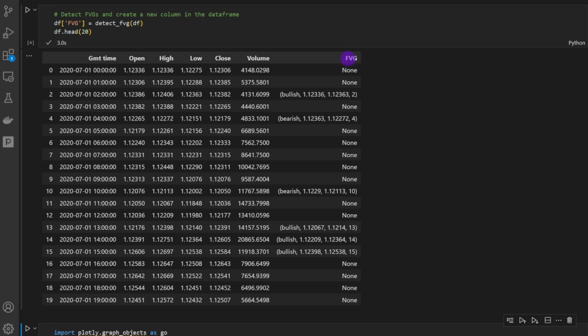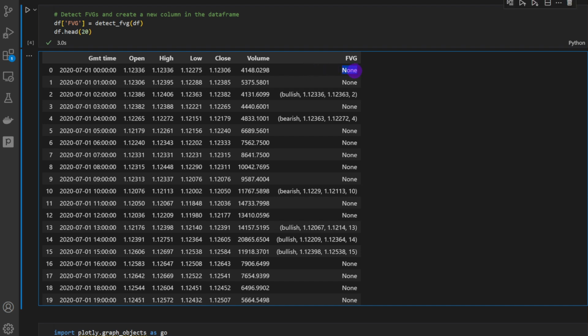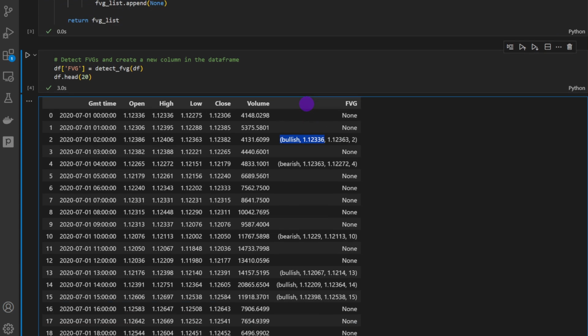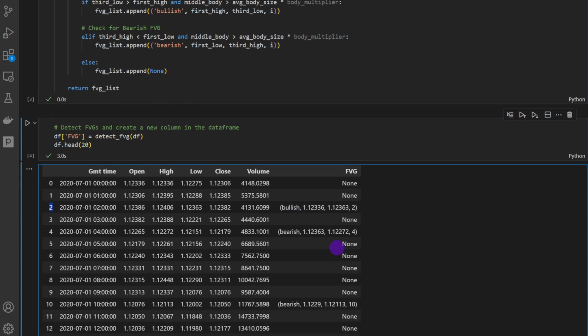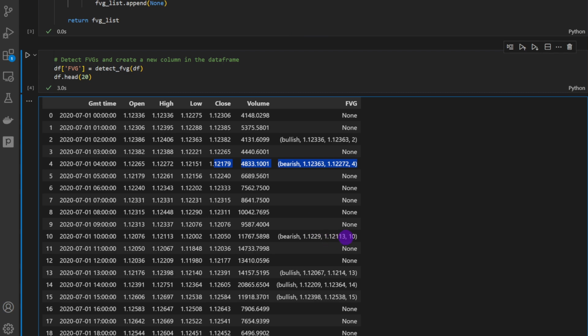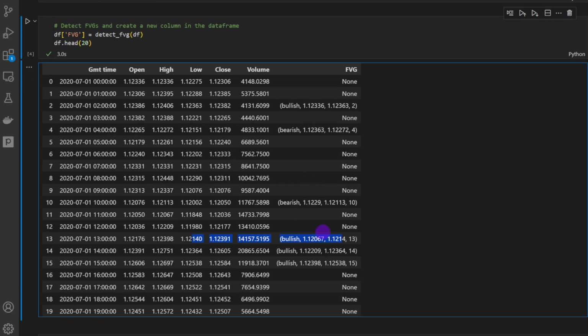And now we have this new column, fair value gap. Wherever we don't have any fair value gaps happening, we have None. And when we have a fair value gap confirmed, so that's the third candle in the fair value gap pattern, on the third candle's row we have this tuple. So we have a bullish one happening with the low, so that's the first high, then the third low, this one, and then we have the index, which is 2. So as you can see, we can verify the index here. And this one is another one, a bearish one, a bullish one. So we have these fair value gaps happening.